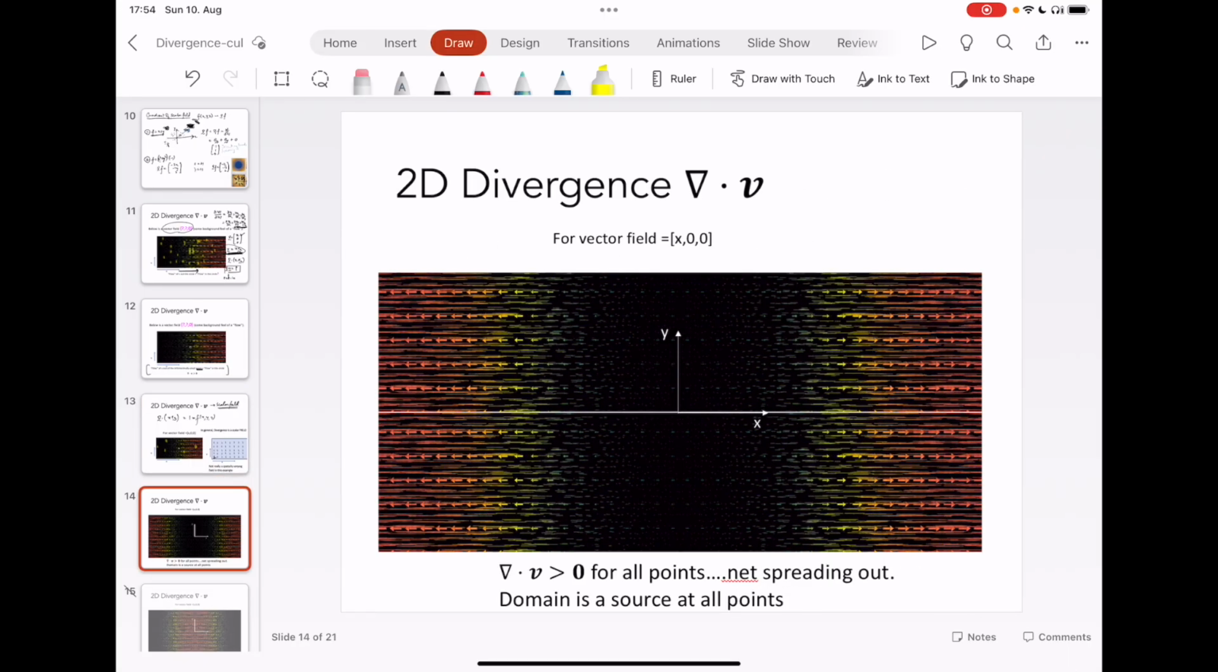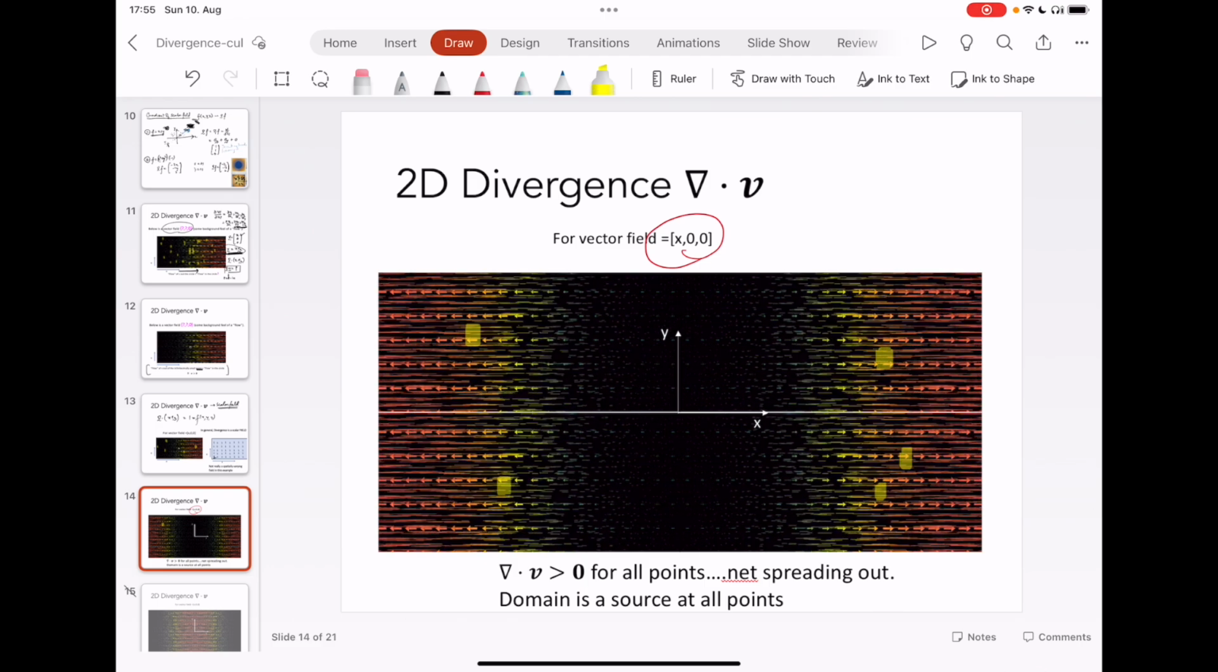Now you can just expand this domain and apply it to 4 quadrants. This is how this vector field would look like: x comma 0 comma 0. If you take the divergence, it's going to be 1 everywhere in this domain. There is always this net spreading out. The domain is a source at all points. At any point you pick, it's acting as a net source.